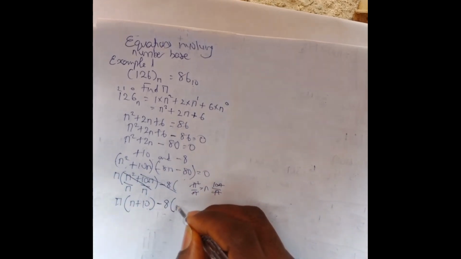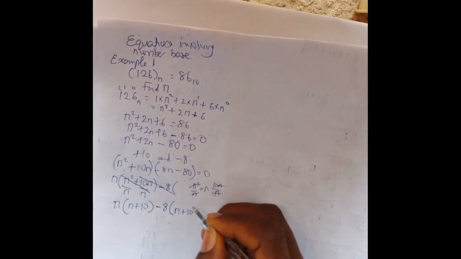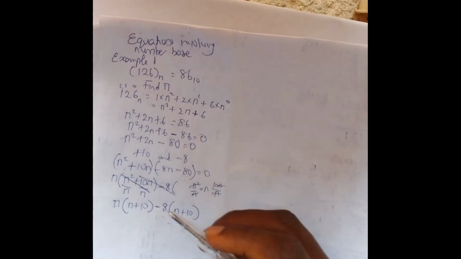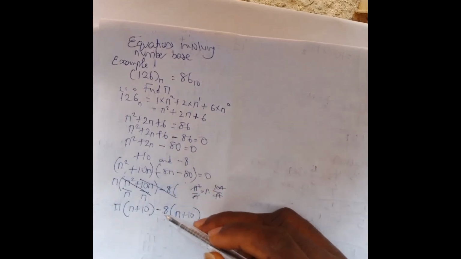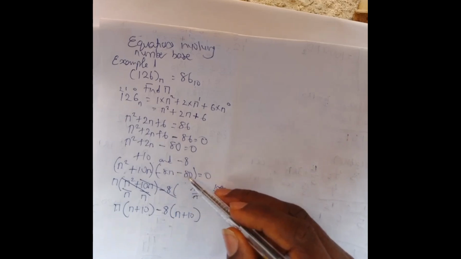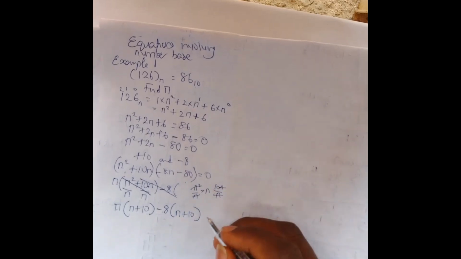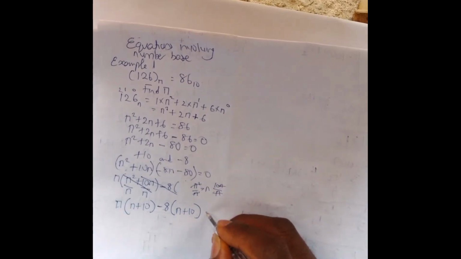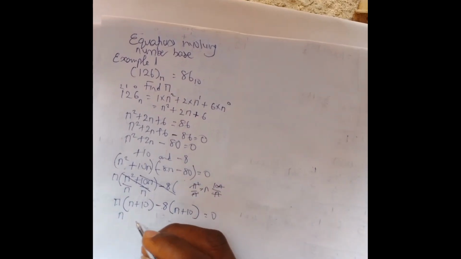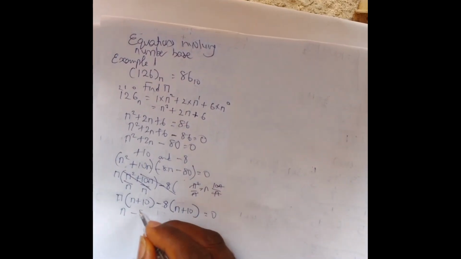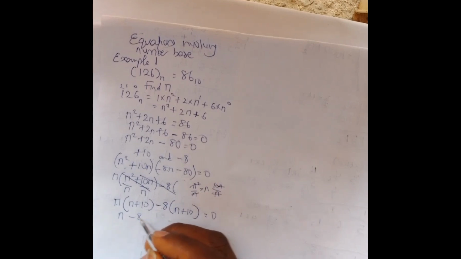You can also check if you are correct by opening the bracket. Minus 8 times n gives us minus 8n. Minus 8 times plus 10 gives us minus 80. So it's correct. So proceed to solve further. Now take the ones that are outside, the n and the minus 8, equals 0. And so take each of the brackets equals to 0.